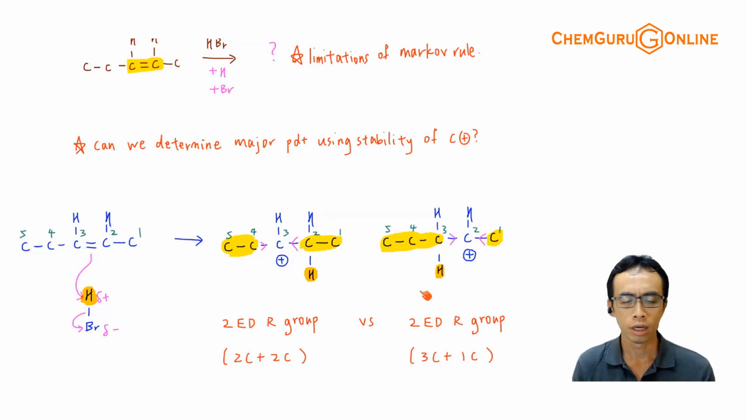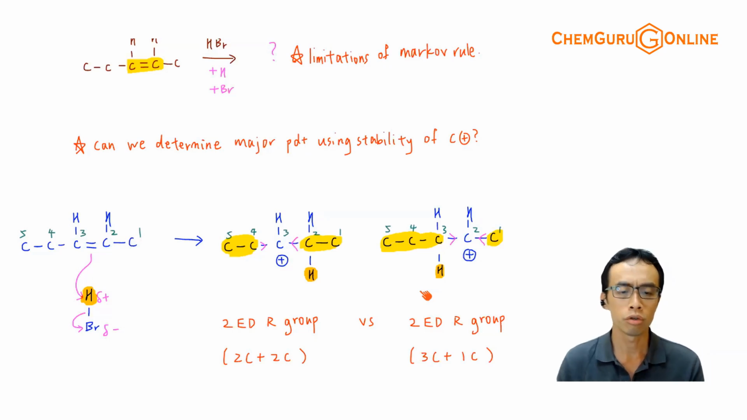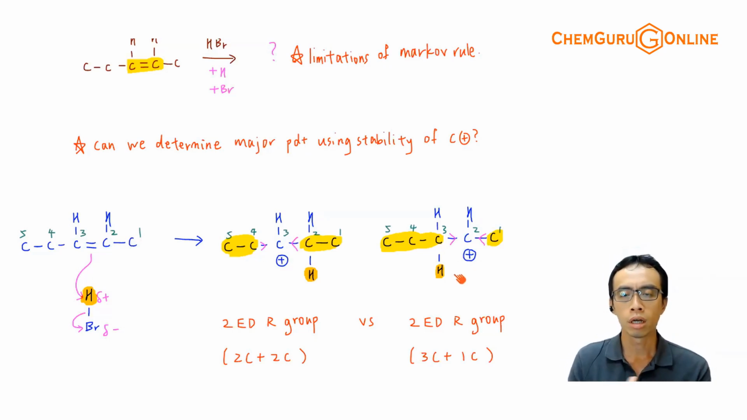Okay, we still have one more concept that can help to save this situation, because you notice that even if this is two groups versus two groups, the size of the groups is different, right? Here, two of them are ethyl groups, two carbons and two carbons. This one is one propyl group and one methyl group, one three-carbon group and one one-carbon group. So if it is one R group versus one R group, is there a difference in electron donating effect? The answer is yes.